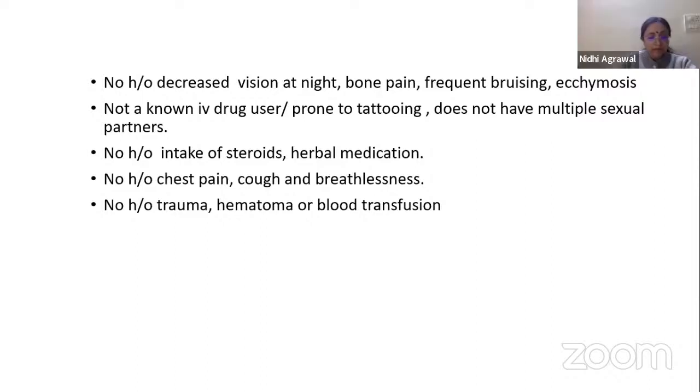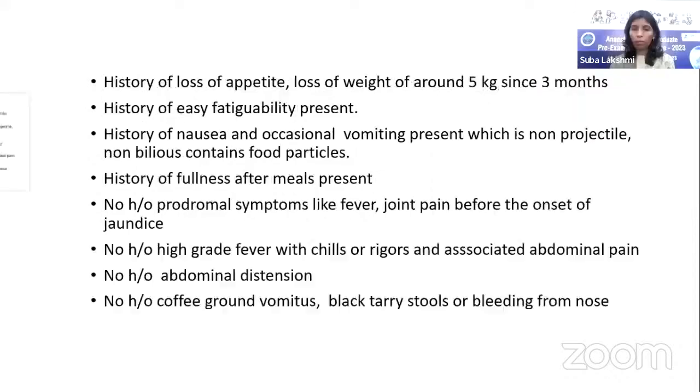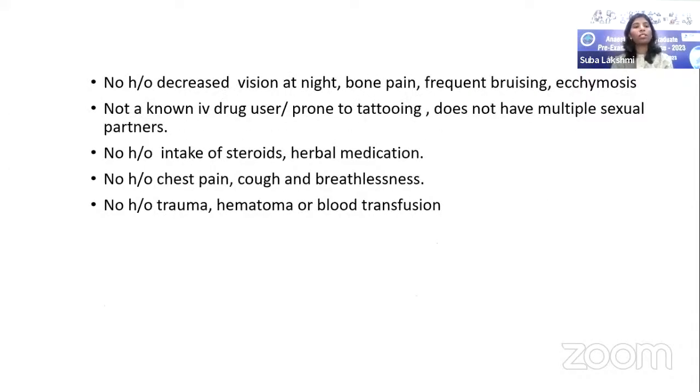So since there can be left ventricular dysfunction present, have you ruled out anything in your history regarding that? Have you tried to see if your patient has dysfunction? Yes, ma'am. There is no history of any chest pain, cough, breathlessness in my patient. Breathlessness on exertion. So can there be breathlessness in this case because of any other reason? Ma'am, because of anemia also there can be breathlessness, ma'am.